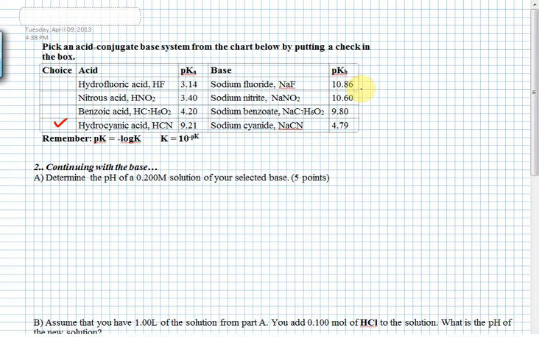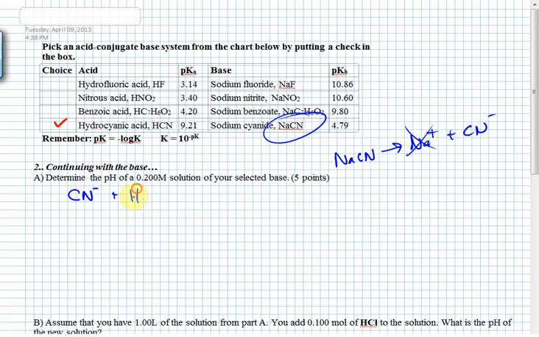We're starting with the conjugate base. Determine the pH of a 0.200 molar solution of your selected base. Okay, our base is sodium cyanide. Sodium cyanide dissociates into sodium ions plus cyanide ions. We don't worry about the sodium. We know the sodium is going to be a spectator. The cyanide, however, because it is the conjugate base of a weak acid, will undergo some hydrolysis to form some HCN, the conjugate acid, and hydroxide.